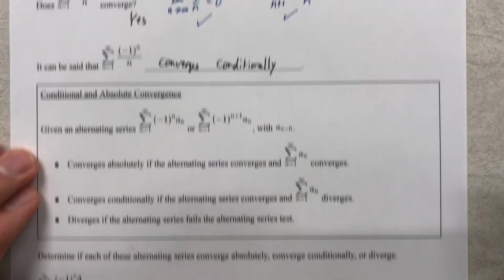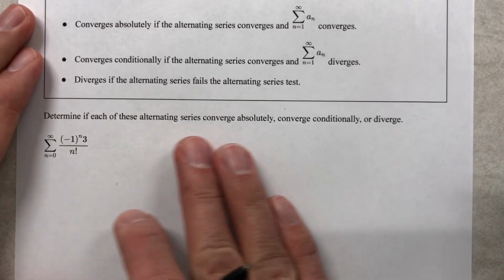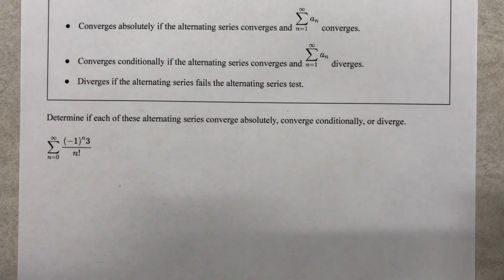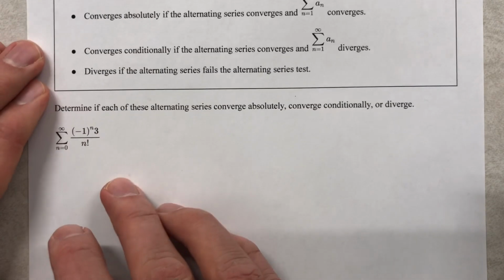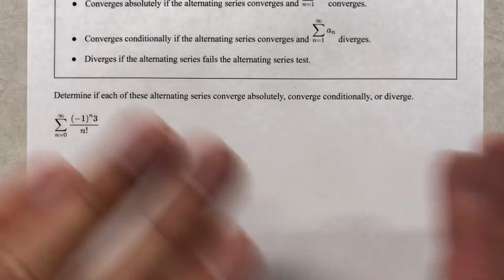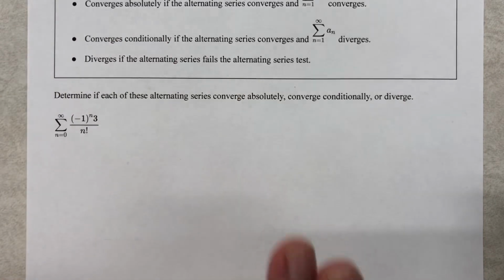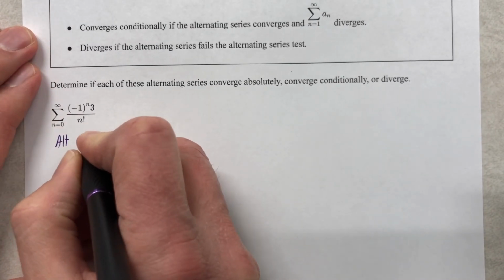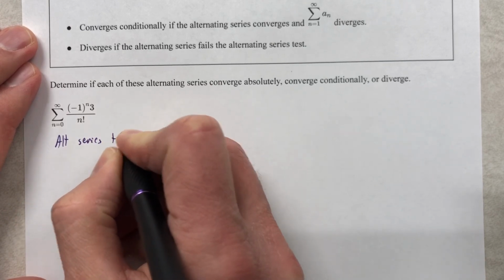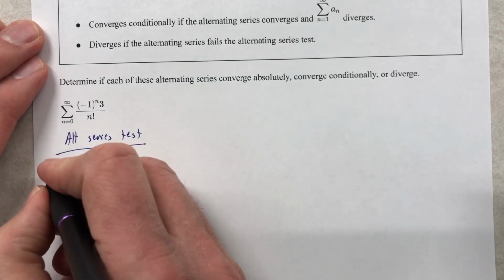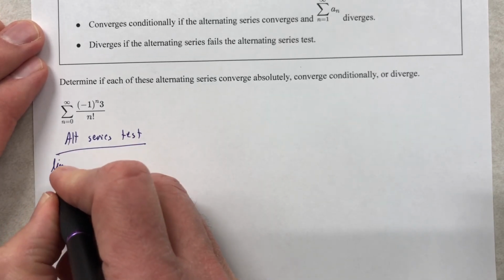Let's do an example. We're going to determine if each of these alternating series converges absolutely, converges conditionally, or diverges. And here's what we're really going to do. We are going to do the alternating series test for this one. So it's really going to be a combination of things going on. Purple over here. We're going to do the alternating series test, which is actually two tests. And that is when I say, well, let's do the nth term test for divergence.